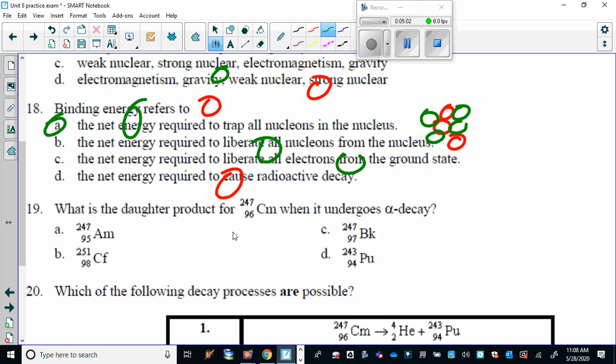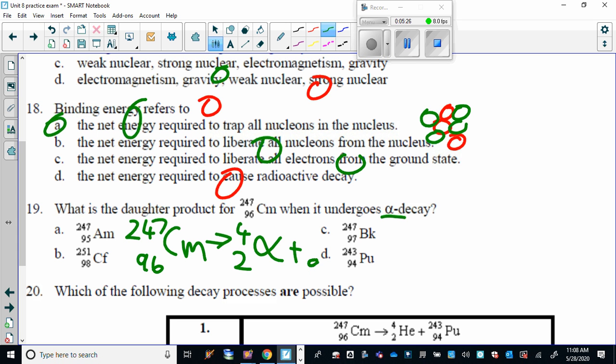What is the daughter product of 247 Cm when it undergoes alpha decay? Alpha decay. 247 Cm. I don't even know what Cm is. Undergoes alpha decay. You just got to balance it. What goes here? It must be 94. So 2 and 94 makes 96. This is a 4. What must go here? 243. It must be D.